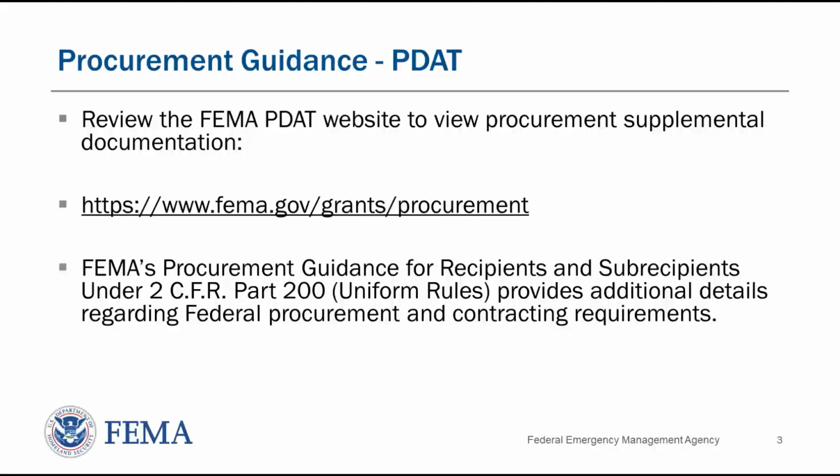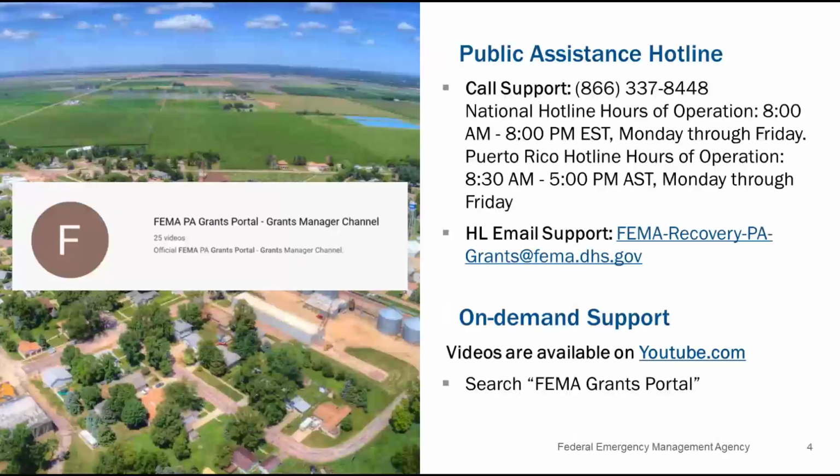Procurement requirements are among the most complicated parts of the PA grant process, and noncompliance can result in deobligation of funding. Please make sure that you are following FEMA's procurement guidance for recipients and subrecipients. Federal requirements for procurement and contracting are described in 2 CFR Part 200. The Procurement Disaster Assistance Team, or PDAT, offers some training and tools on their website, www.fema.gov/grants/procurement.